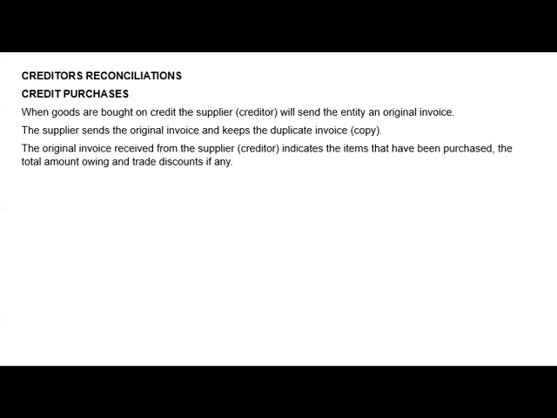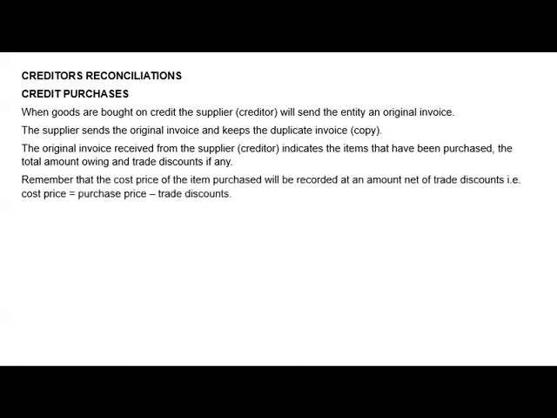trade discounts, if any. Remember that when you calculate the cost price of the item purchased, and that has to be recorded, it has to be recorded at an amount net of trade discount. So basically the cost price of an item will be the price of the item purchased, and then you minus trade discounts. Price of the item purchased minus trade discount.